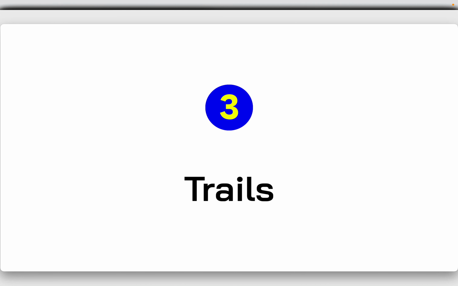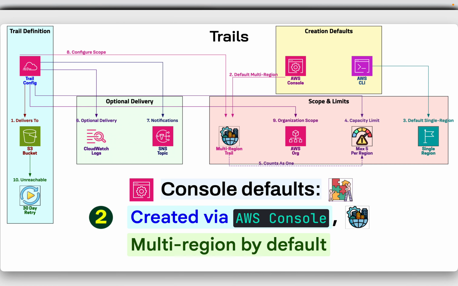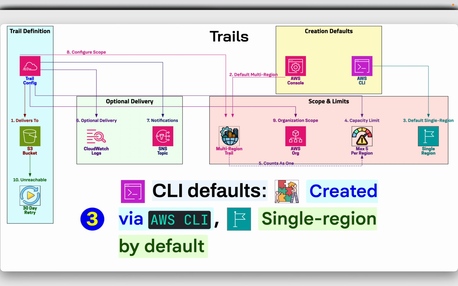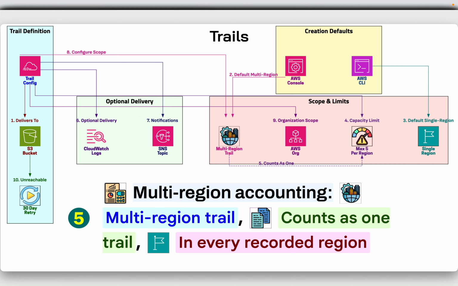Third topic is trails. A trail is a configuration that enables delivery of CloudTrail events to an Amazon S3 bucket. Trails created through the AWS console are multi-region by default. Trails created through the AWS CLI are single region by default. Each AWS account can have a maximum of 5 trails per region. A multi-region trail counts as one trail in every region where it records events.